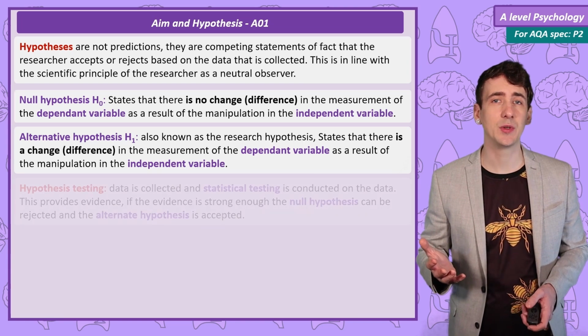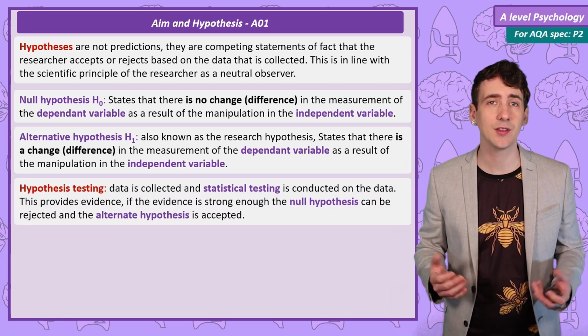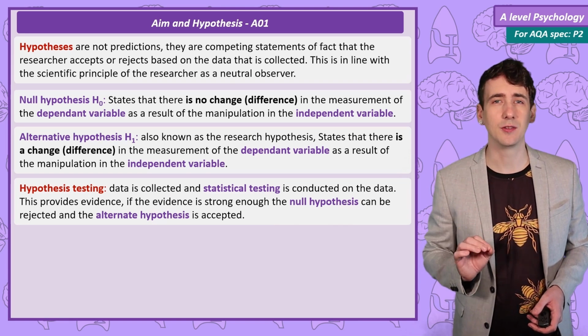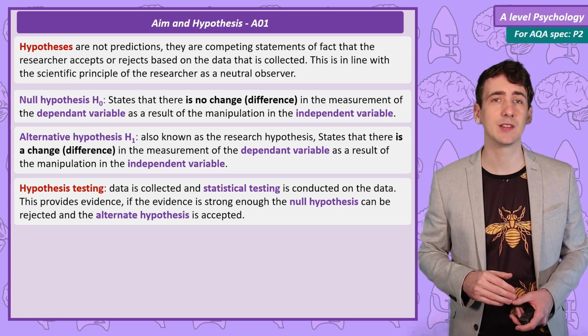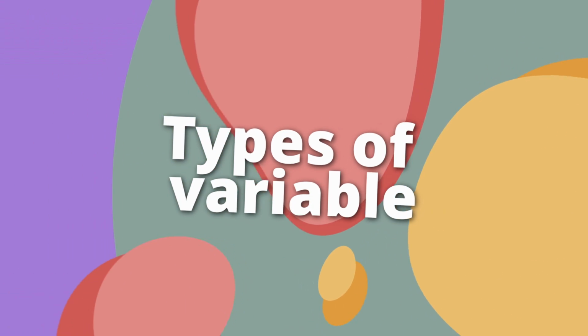In hypothesis testing, we start with both hypotheses, collect our data, and then use statistical tests on the data. This then provides evidence, and if the evidence is strong enough, we can reject the null hypothesis and accept the alternate hypothesis.